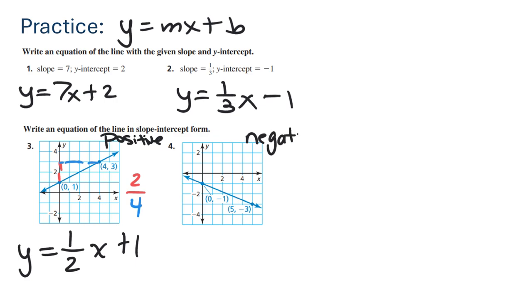negative slope. So we have what? Y equals negative. I already know it's going to be negative. So what is my rise here? 2 over what? 2 over 5, because I go 1, 2, and run 1, 2, 3, 4, 5. X, and what's my y-intercept here? -1, correct? And that's your answer.